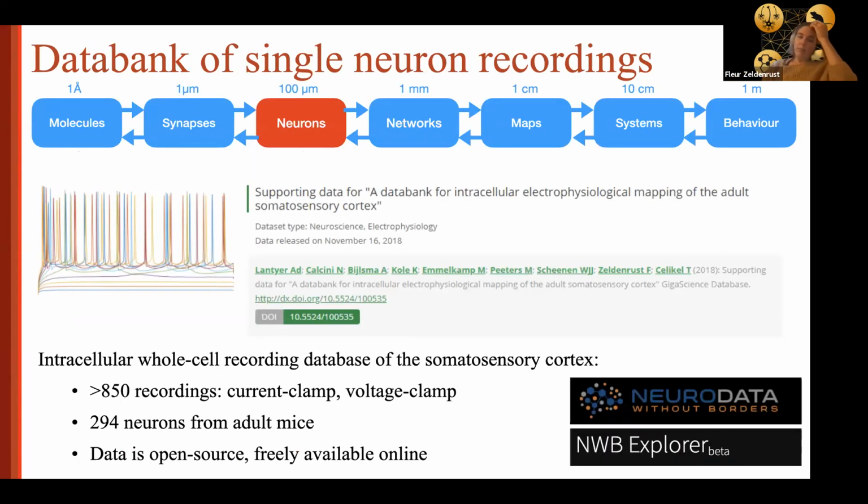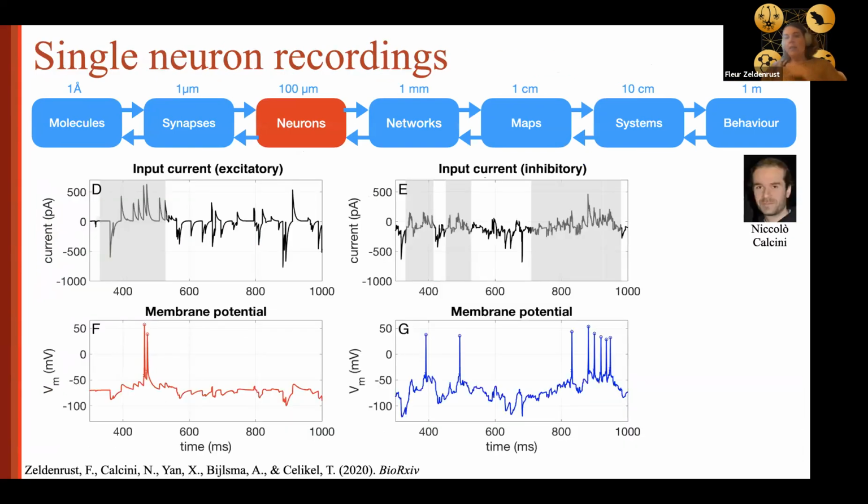So we did that. We recorded about 300 neurons with this method. We have about 850 trials for this. And we share all this data. So if you want to play around with it, go ahead. It's all online. And this is kind of how it looks.